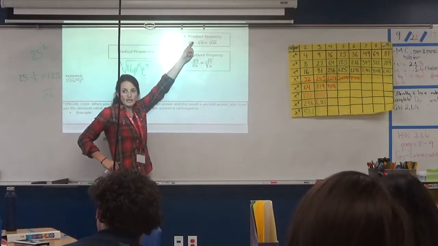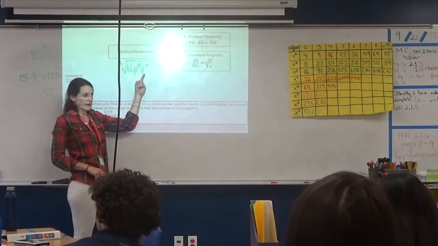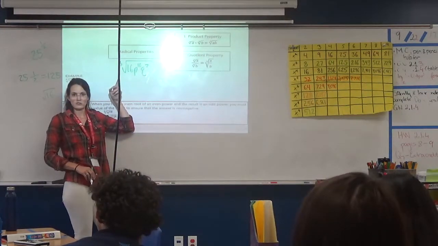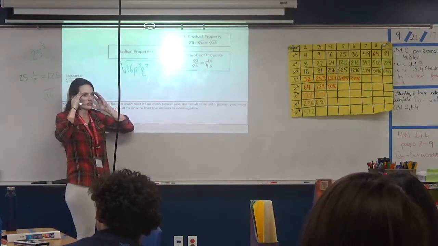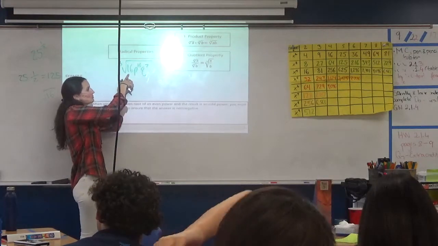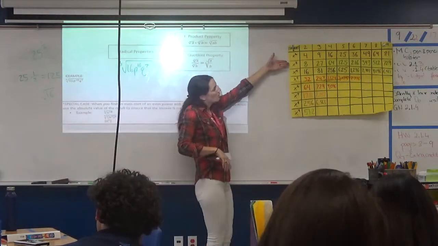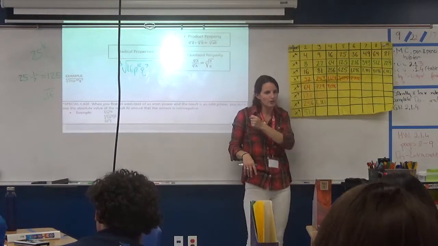Using the product property, we can take the cube root of these as separate pieces, right? So I need to take the cube root of each one. I don't necessarily need to write it as cube root, but we need to know that we can take the separate pieces, take the cube root, okay? So I go to take the cube root of 16. Oh no, I don't have 16 in my list of perfect cubes, bummer.